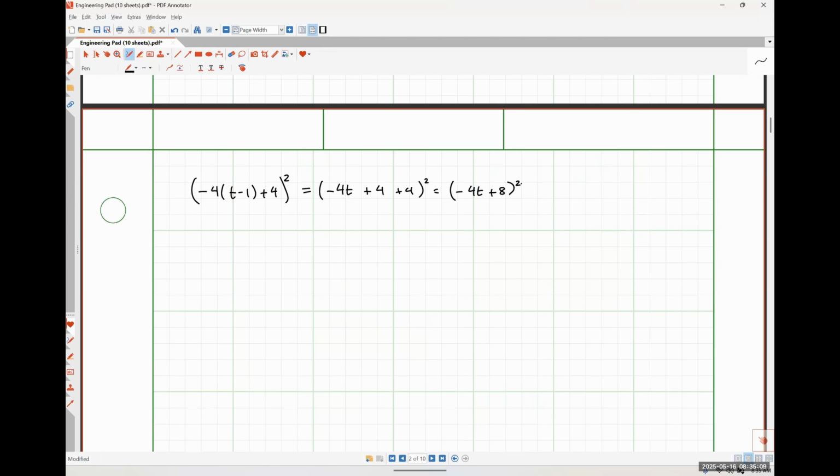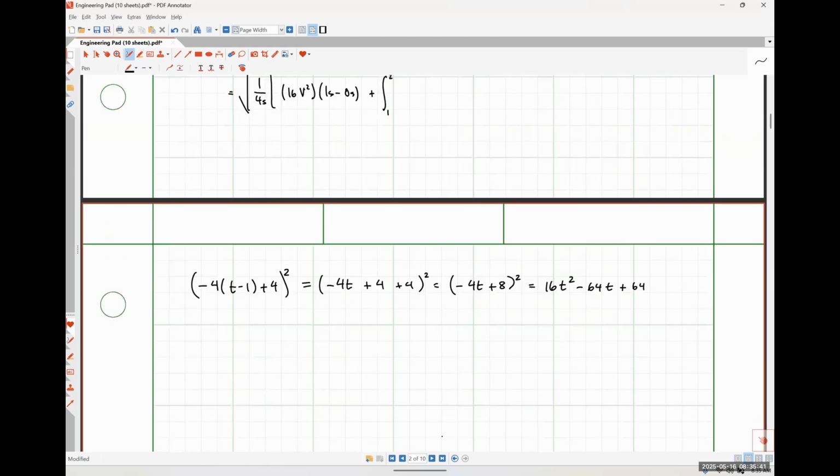And because my brain doesn't like that negative sign out in front, actually, I can work with this. So -4t times -4t is going to be 16t squared. -4t times 8 is going to be -32t, and then I'm going to have another instance of that, so that's going to be -64t. And then 8 times 8 is just 64. So I believe I've expanded that out correctly, okay?